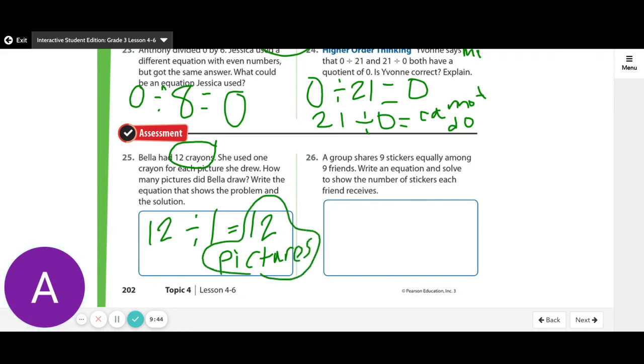Number 26. A group shares 9 stickers equally among 9 friends. Write an equation and solve to show the number of stickers each friend receives. So we do 9 divided by 9. I know 9 times 1 is 9, so my answer would be 1. They would each get 1 sticker.